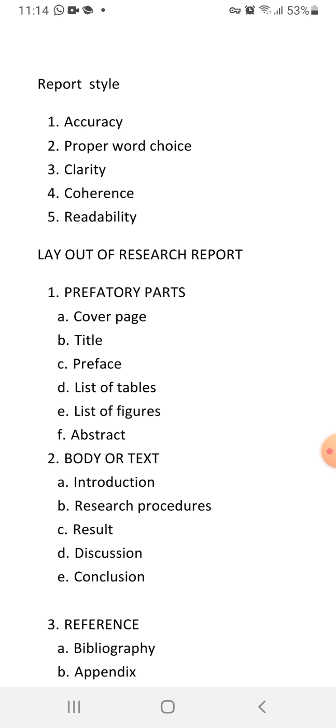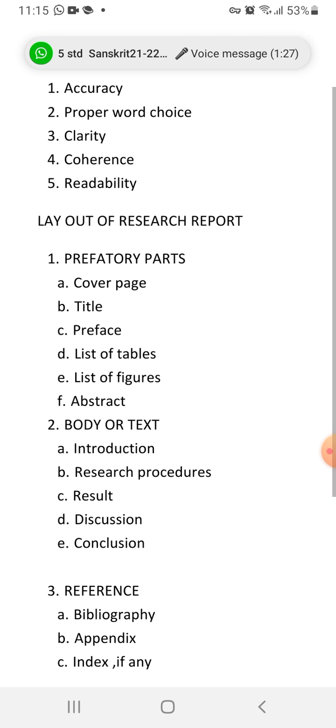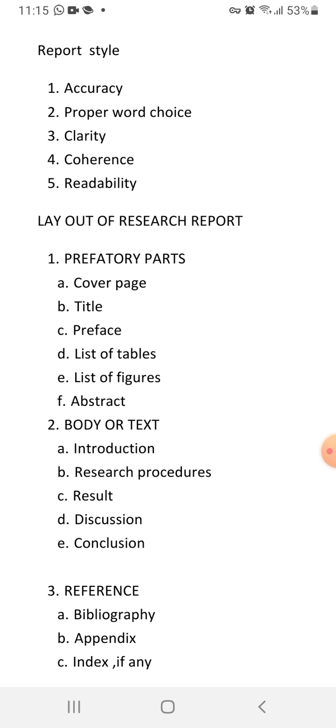Proper word choice. The words should not be too complex. It should be simple. Then without any mistake, without any spelling mistake. Clarity is another style required. It is another requirement for presentation. Familiar terms and common words should be used while writing.